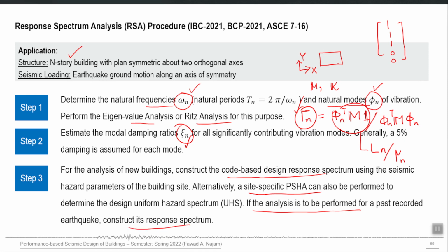So, the analysis can be performed not only for the new buildings for their design purpose, but also the analysis of buildings or performance evaluation against any other earthquake other than the future code prescribed earthquake. So, it can be a past earthquake also, but you need to construct its response spectrum curve for that purpose. Obviously, the code equation will give you a very smooth spectrum, but the actual spectrum of any past earthquake will be very irregular. It may be like this irregular shape, right. But in any case, you must have or construct this spectrum as this step 3, right.